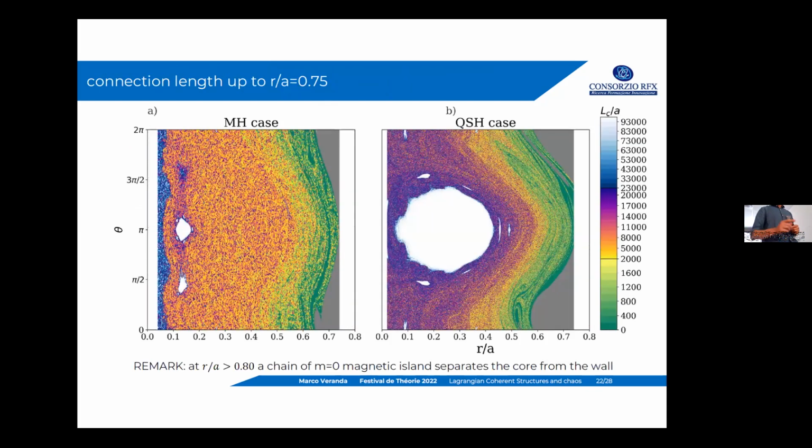Before doing that, I want to show you another tool to understand more. Here I plot the connection length. The connection length is the parallel length that a magnetic field line starting at a certain point has to run to arrive, in this case, at 0.75 in the radial position. Connection length is interesting because it already tells you that below the stochasticity there is something. For example, in this case, you can see that there are regions where there are sudden drops of the connection length that are not revealed by Poincaré plots.